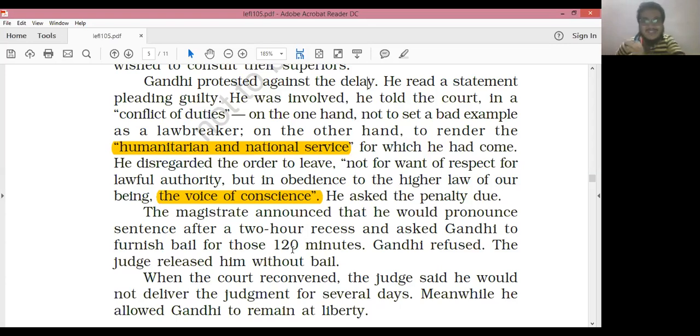Gandhi refused. I am not going to go anywhere. I am here for these 120 minutes. Whatever you want, you do it with me and my people. I am here. So he did it, and without bail, the judge told him, come on, you go, man. I cannot tolerate you. So the scene was over.